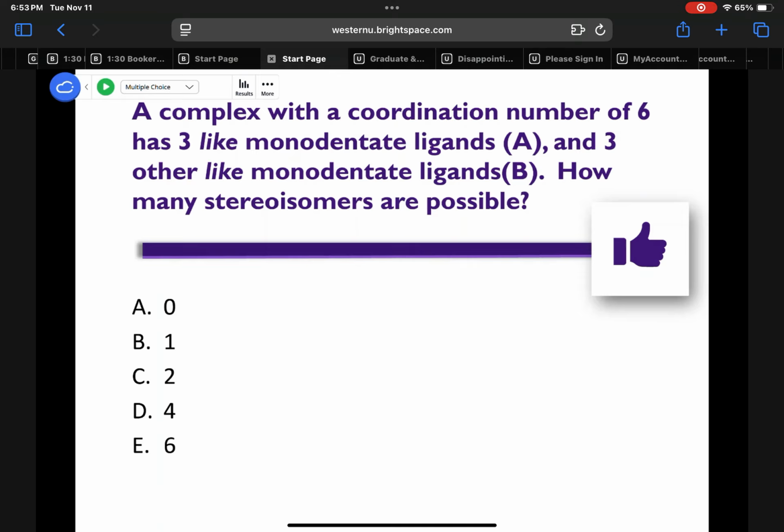And 3, 2, and 1. Who votes for 0? 1, 2, 3, and 4. Okay, and I would go with 2. So let's see why that is the case.